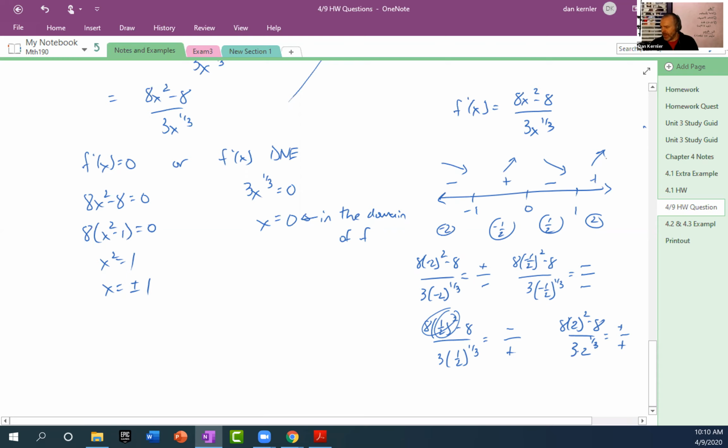So I don't know if we need to write the intervals there, but it would be decreasing from negative infinity to negative 1 and from 0 to 1, and then increasing from negative 1 to 0 and 1 to infinity.